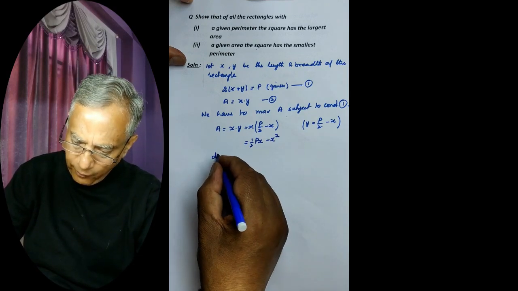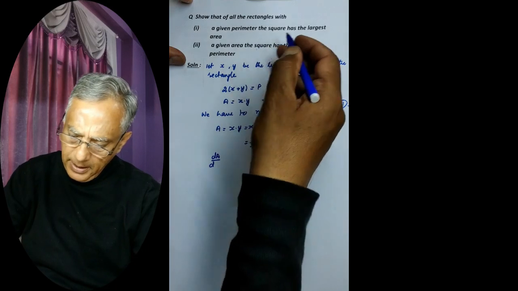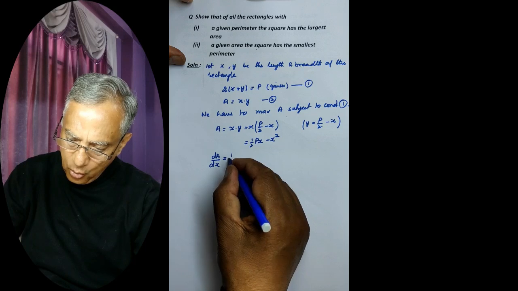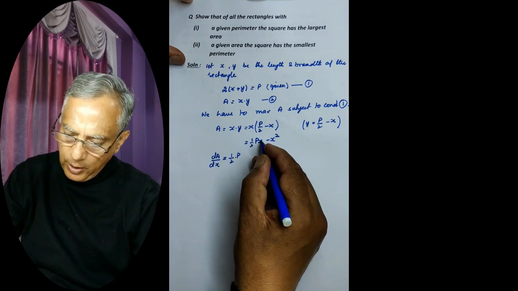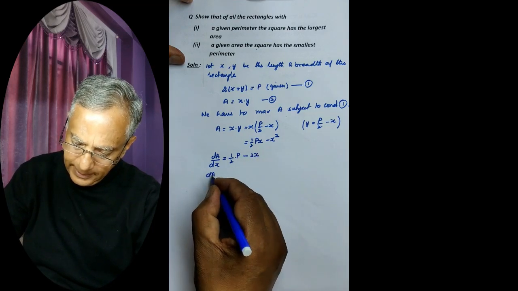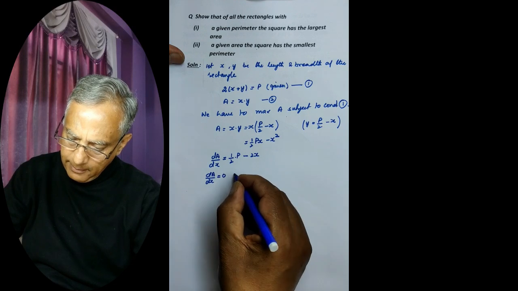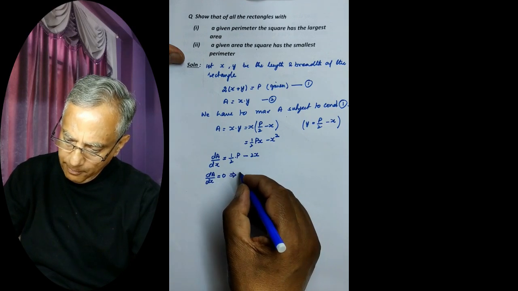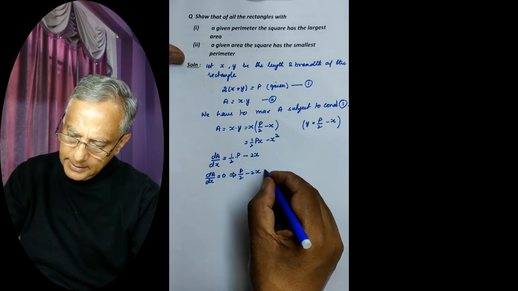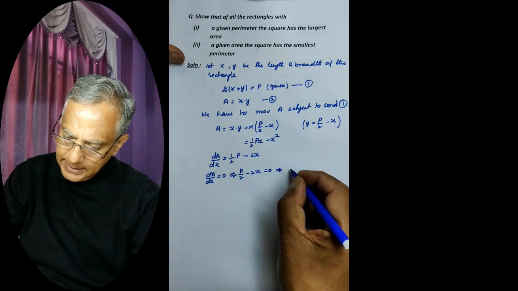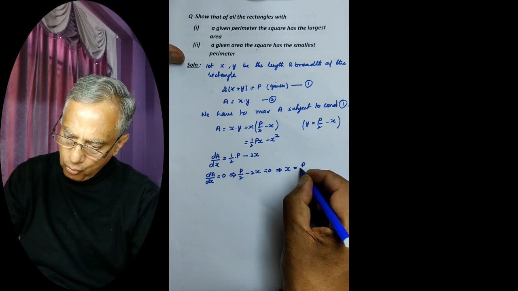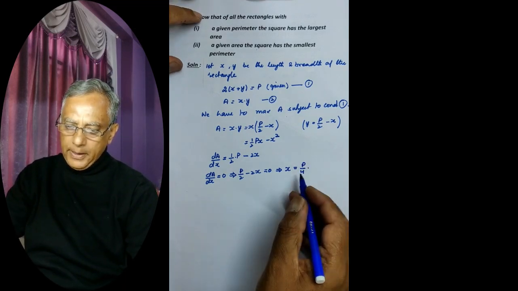So we find its maximum value. dA by dx is 1 by 2 times p, and the differential of x square is 2x, so dA by dx is 1 by 2 times p minus 2x. Therefore dA by dx equal to 0 implies p by 2 minus 2x is 0, and this implies 2x is equal to p by 2. Therefore, x is equal to p by 4.